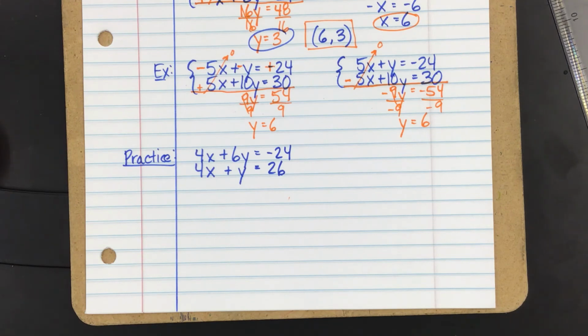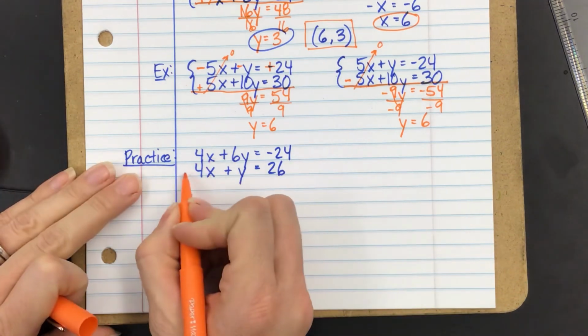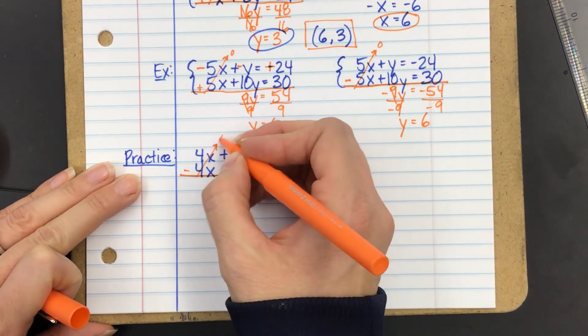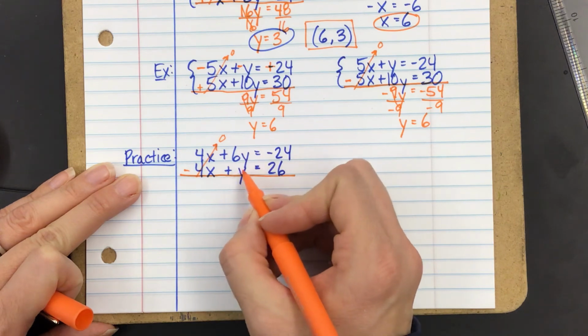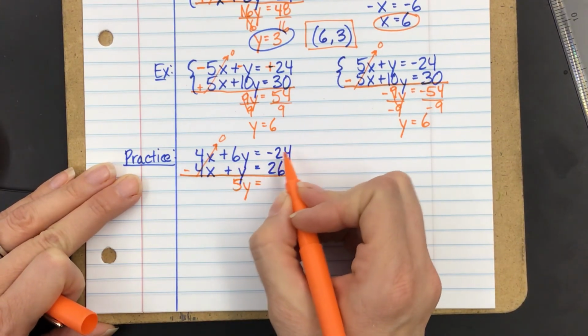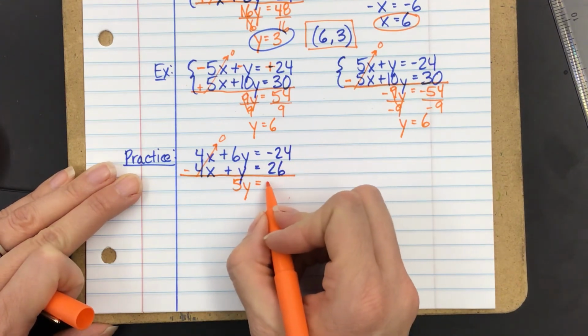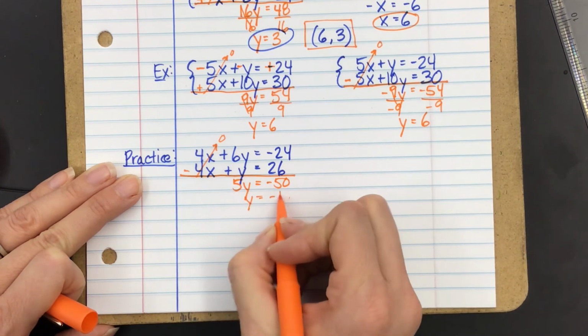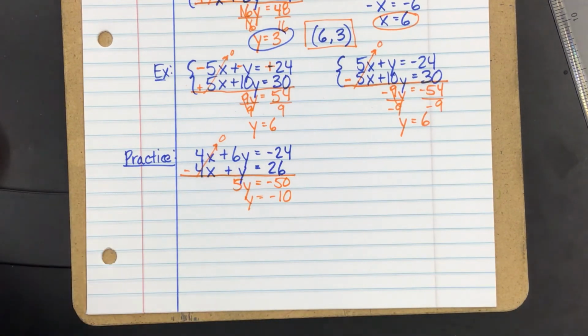What did you guys get for y? Negative 10? Yeah. Everybody got that? That's a good sign. Okay, I'm going to subtract these. So 4x minus 4x is 0. 6y minus y is 5y. Negative 24 minus 26 is negative 50. Yeah, I would agree. y is equal to negative 10.